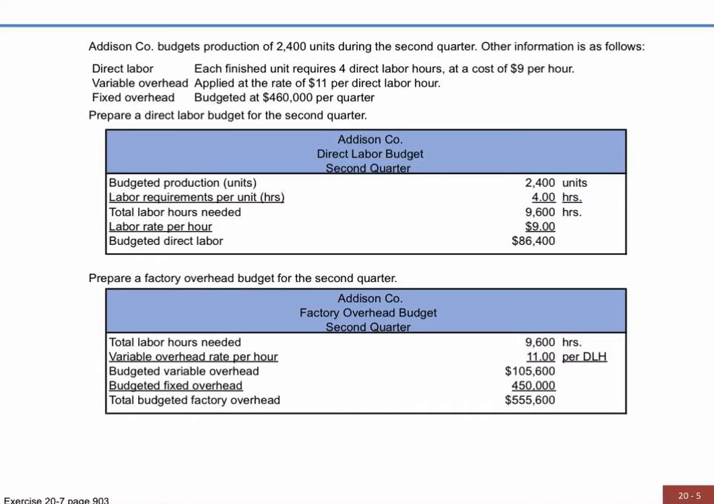But we're going to add the fixed budget and get, using the amount here, 555,600. Had the 460,000 listed above in the problem been correct, then the correct solution for total budgeted factory overhead would have been 565,600.